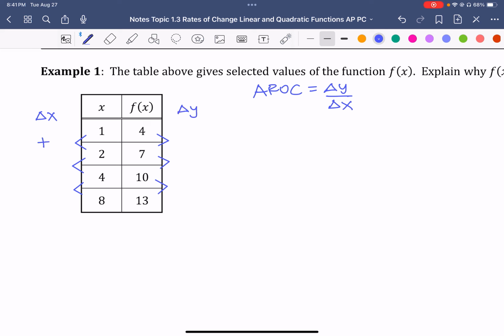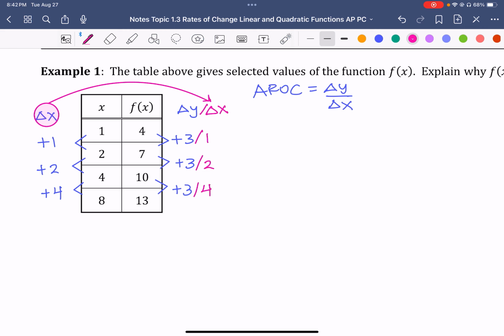To get from 1 to 2, I have to add 1, 2 to 4, I have to add 2, and 4 to 8, I have to add 4. On the other side, I'm going to be adding 3. 4 plus 3 is 7, 7 plus 3 is 10, and 10 plus 3 is 13. Now, that's not exactly the rate of change. So I'm going to grab all of these x values, put them over here, and divide my changes in y by them so I can actually find the average rate of change. Because this first change in x was 1, I'm going to divide this change in y by 1, the second one by 2, and the third one by 4.